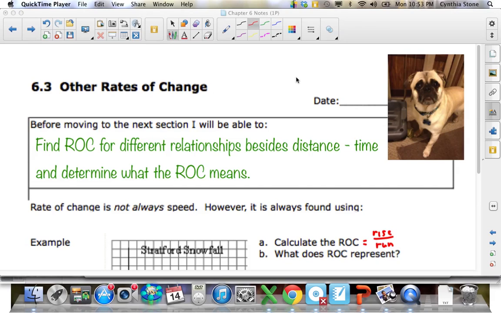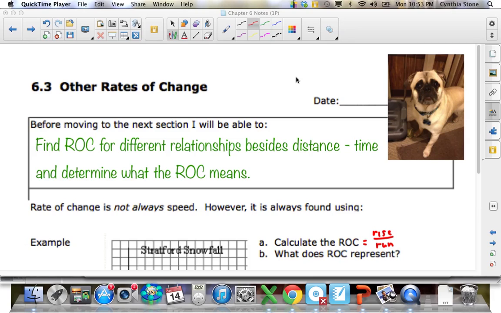6.3, this is the last note and assignment questions in this one assignment package, and it's looking at what we call other rates of change. Okay, so we're looking for ROC, which is rate of change, for different relationships besides speed. And it can mean different things.